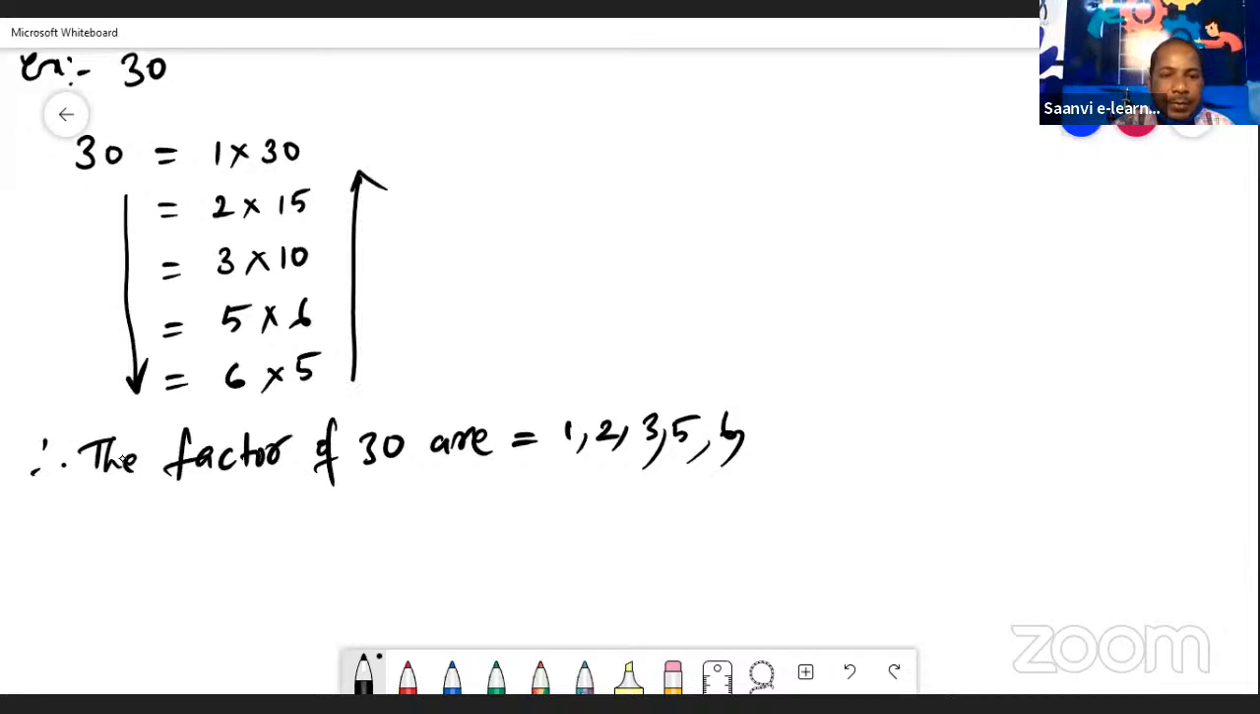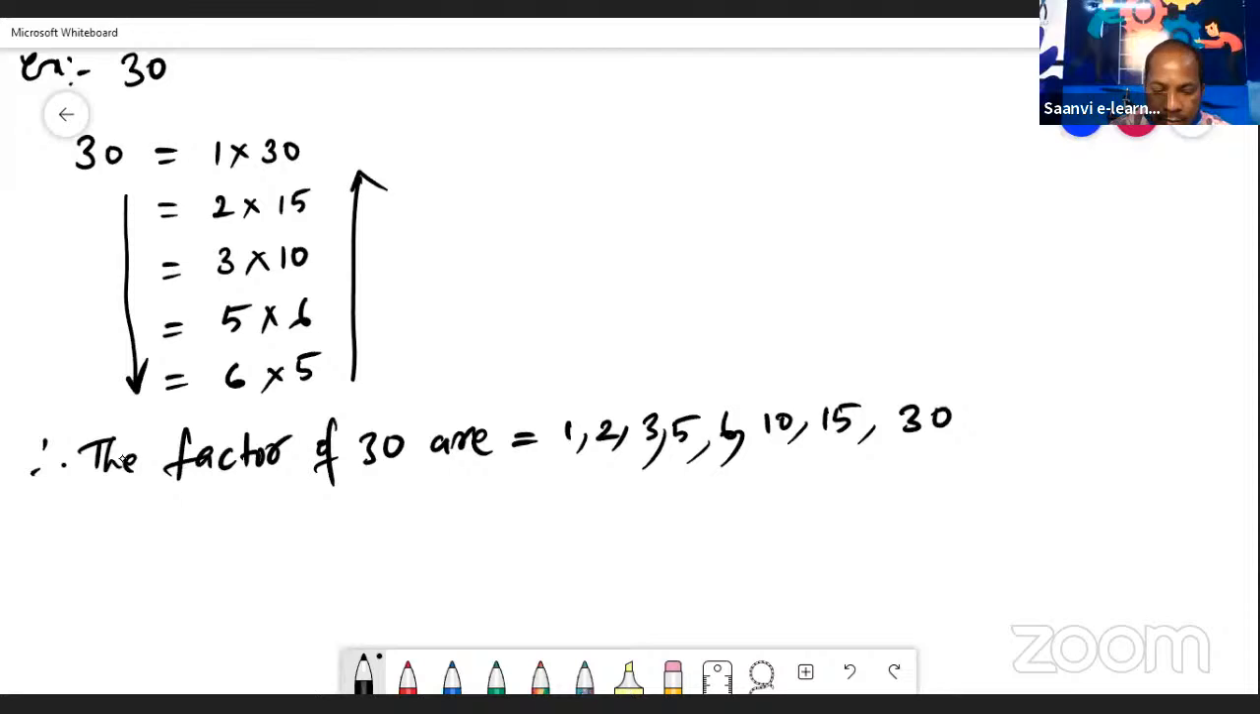Okay. So down, what is the first number? 5. But 5 already we have written. Next, after 5, 6 is there. 6 also we have written already. Should not write again and again. Next, after 6, 10 is there. So write 10. After 10, 15 is there. So write 15. After 15, 30 is there. 30. It means these are all the factors of the given number 30. Okay. So this is the way of finding factors, children.